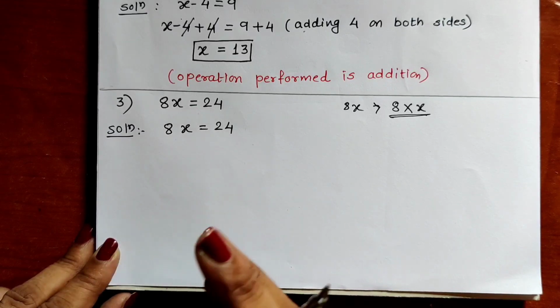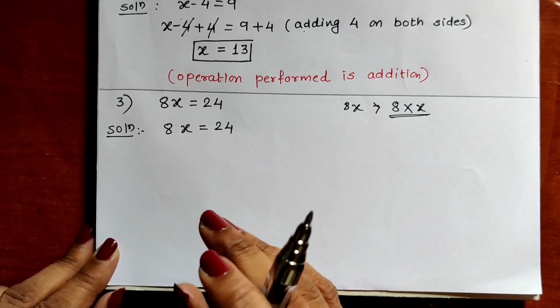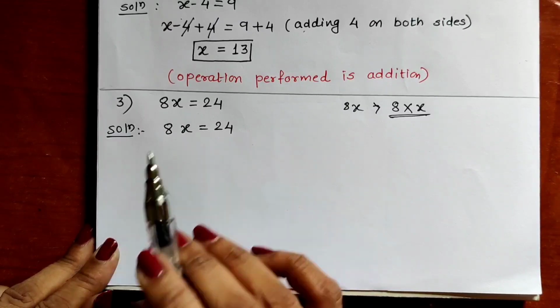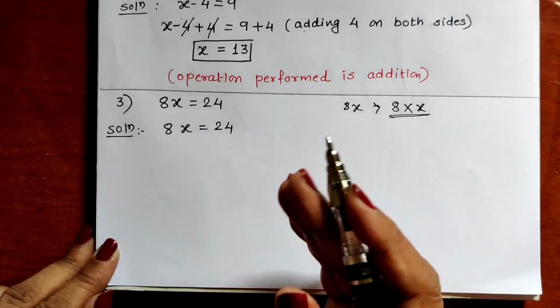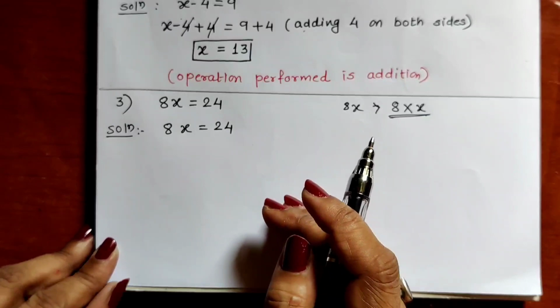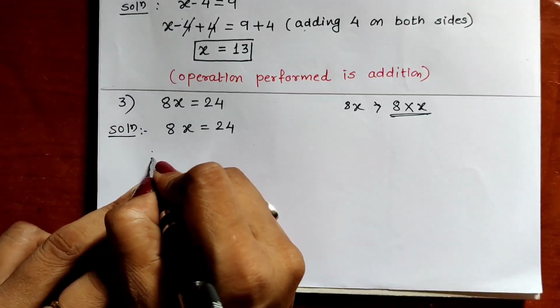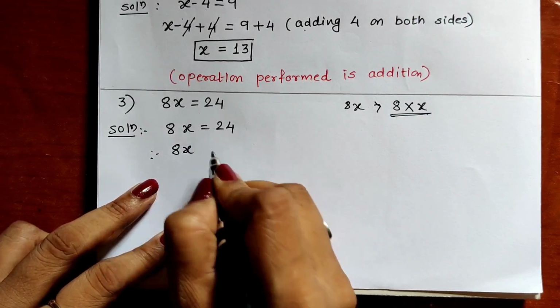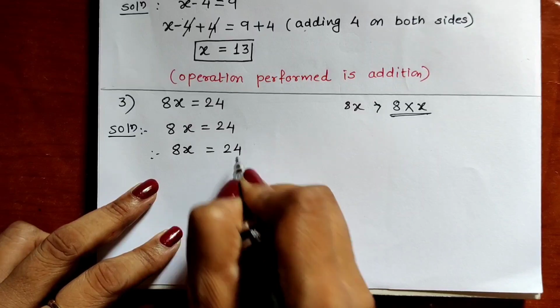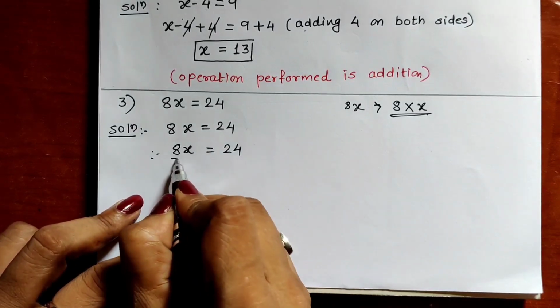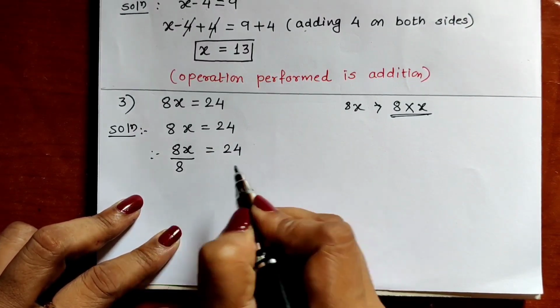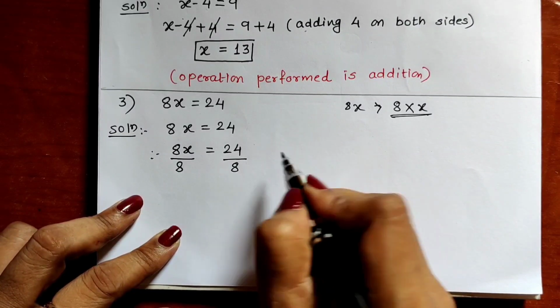We have to do exactly the opposite of it. That means we will have to divide. 8 is multiplied by x, so we have to divide by 8 on both the sides. So let us divide. I have written the left hand side and the right hand side. I have to divide the left hand side by 8 and the right hand side also by 8.